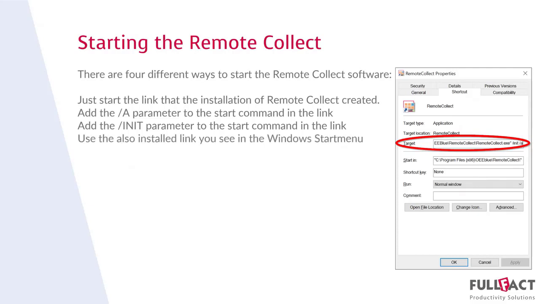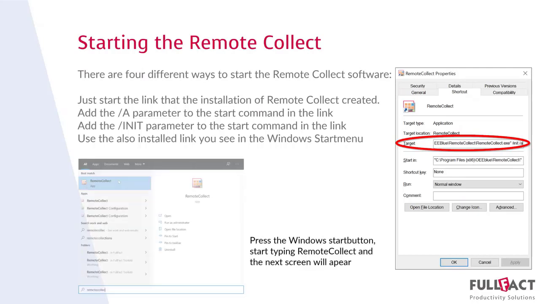Last one is after installation, there is a link in your Windows Start menu. It will not show automatically, it will not pop up unless you start typing in the command and search line for your Windows PC. Press the Windows button, type remote collect, and you will see that next to remote collect, the application, you also have a link to remote collect configuration. So that's the fourth way that you can start remote collect software.